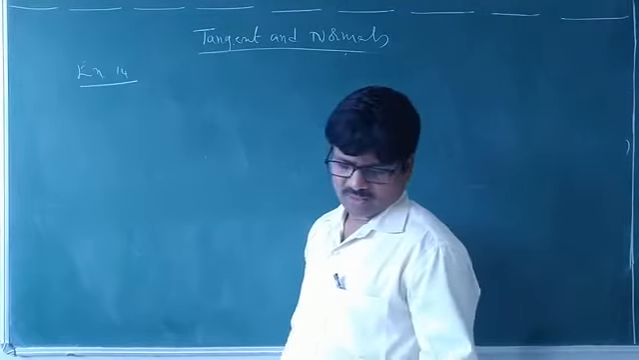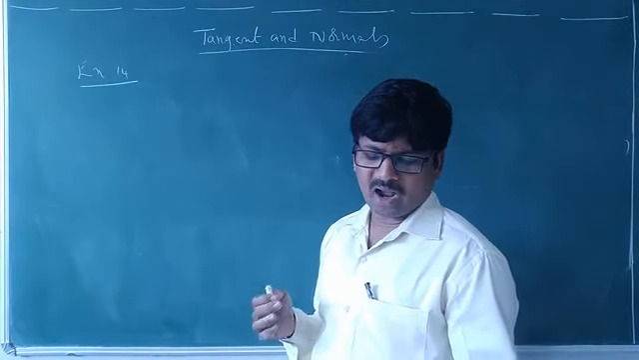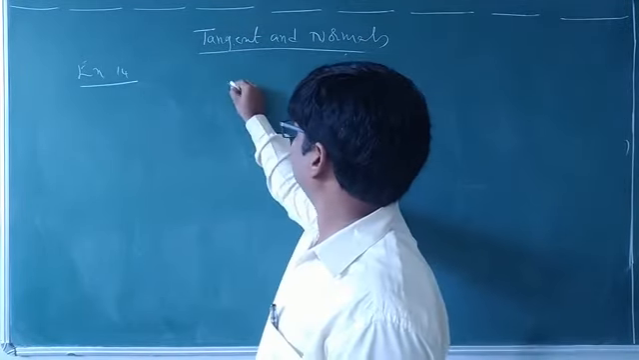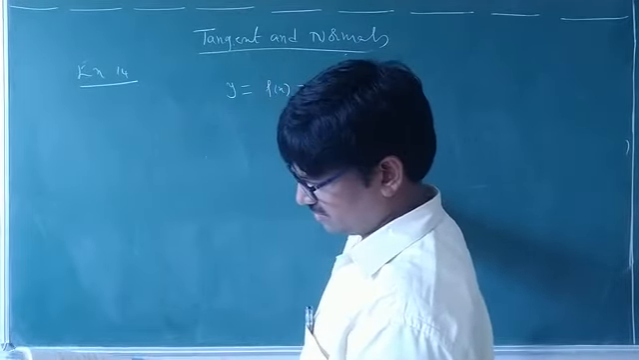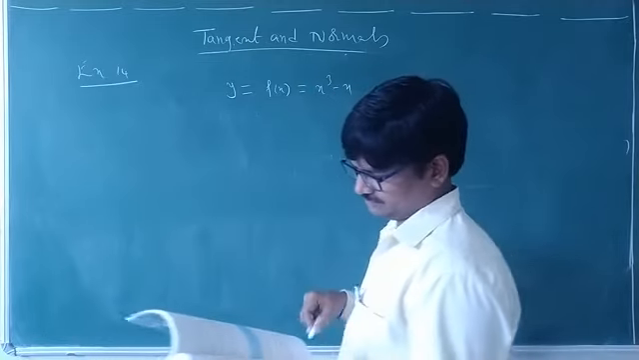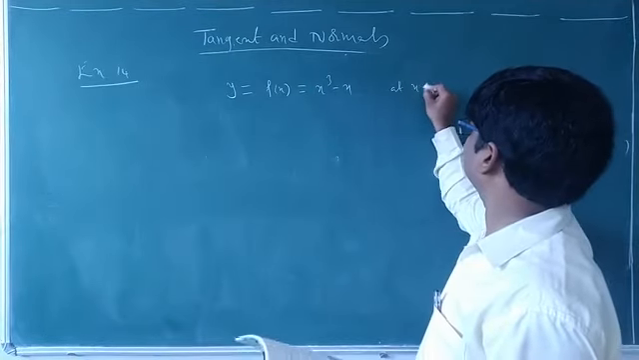Example 14. What is given here? Find the slope of the tangent to the curve. One curve is given: y is equal to f of x is equal to x cube minus x, at x is equal to 2.